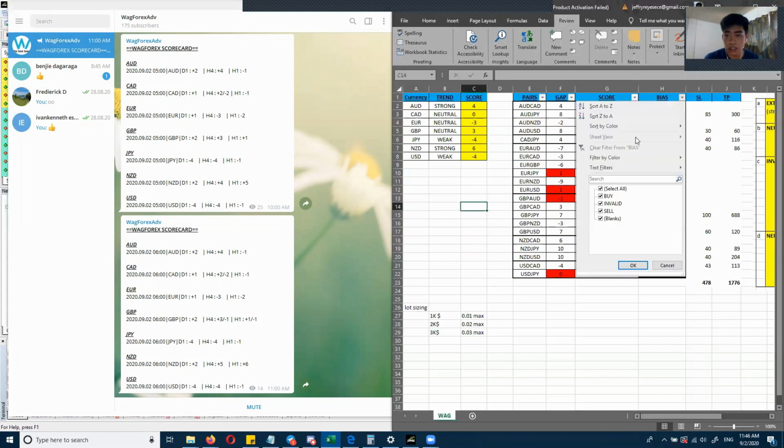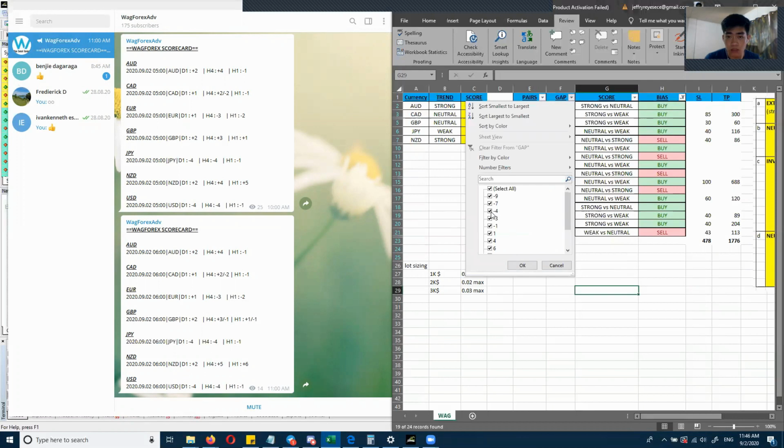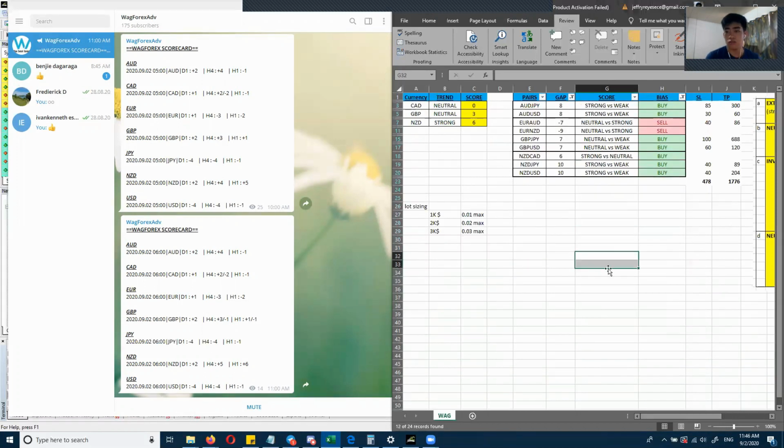Then, bias, natin yung invalid. And then, gap, hindi natin yung below negative 4, negative 3, negative 1, 1, 4. So, ito yung mga trades natin.